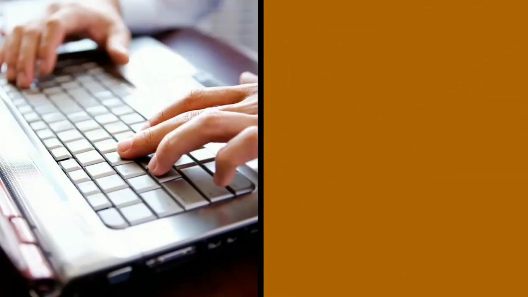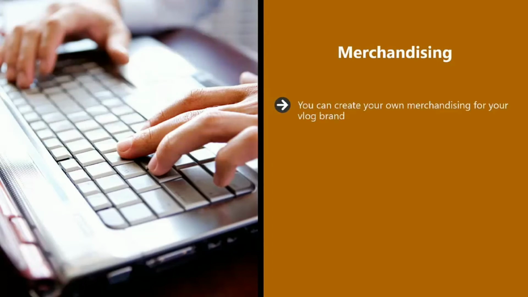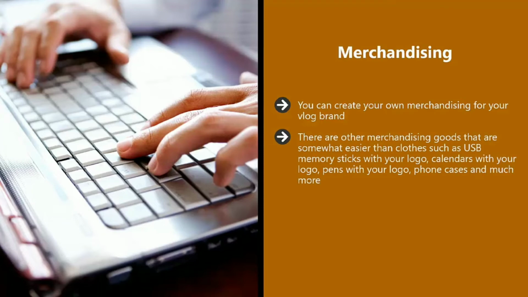It can be harder to make a sale with digital products, but the commissions are usually a lot higher than with physical products. Merchandising. You can create your own merchandising for your vlog brand. A good example of this is a t-shirt or sweatshirt with your brand logo on it, or even caps. There are companies you can use that will supply the clothes or caps in the right sizes and colors with your design printed on them. There are other merchandising goods that are somewhat easier than clothes, such as USB memory sticks with your logo, calendars with your logo, pens with your logo, phone cases, and much more. It is easy to find a company that will brand popular items for you.